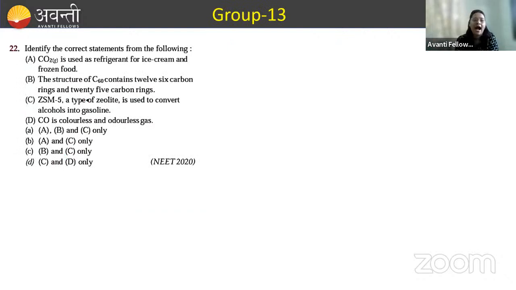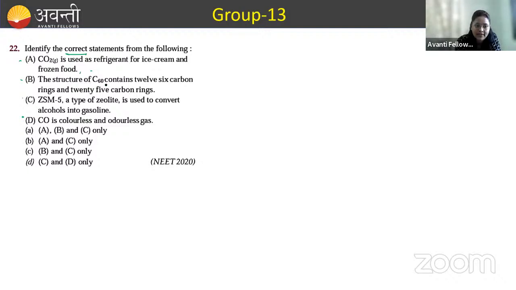Okay. Next, identify a correct statement from the following. So we have given A, B, C, D, and we need to find out the correct one. So here, let's read the statement. CO2 is used as a refrigerant for ice creams and frozen food. So is this a correct statement? Yes, whether it is a correct statement. CO2 we use as a refrigerant for ice cream and frozen food.